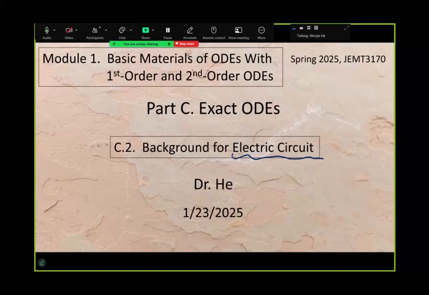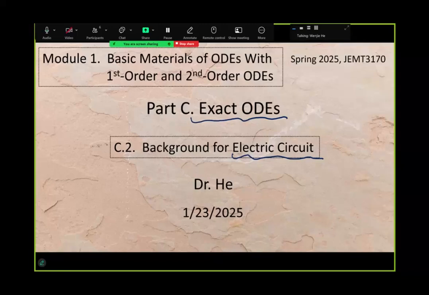And also related to the topic of our part C, exact ODEs. So we are going to solve the so-called extended exact ODEs, extended. Because if we work on the original equation, it won't be exact ODEs.